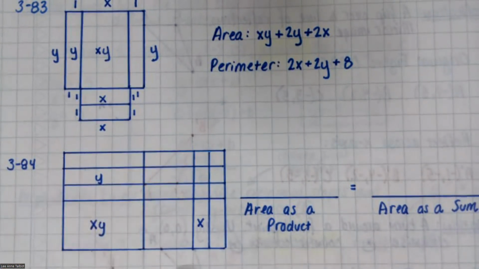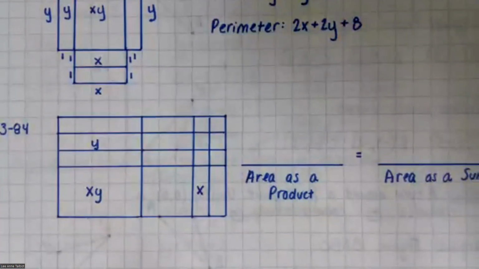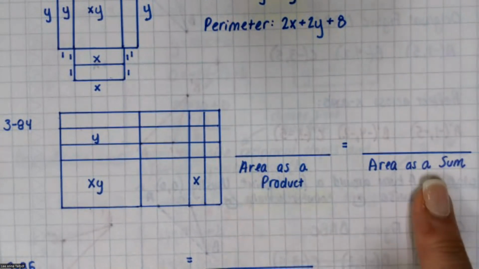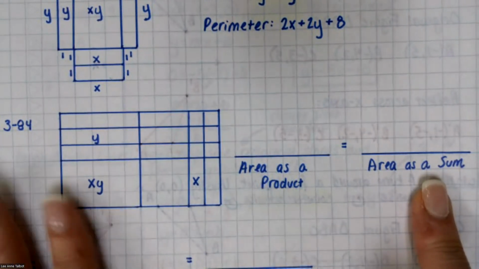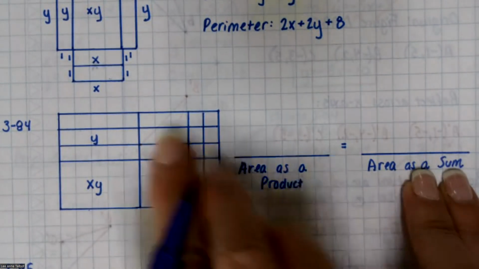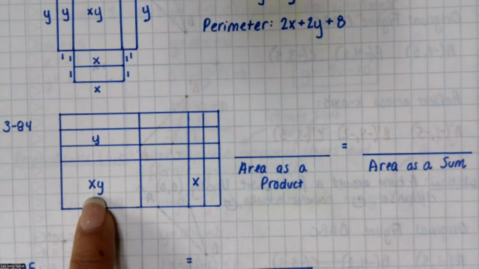Okay, this is one of the diagrams that we made in the e-tool, kind of. And area as a product is going to equal area as a sum. So we need to review what this means from Friday. We start with area as a sum, and all we do is add together the types of tiles that we have. So this one's an XY tile.